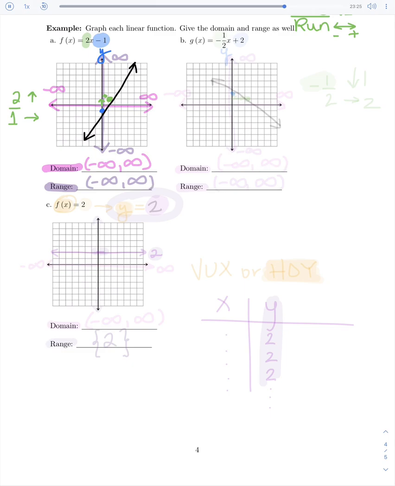We talked about this in the last section, in section 2.5, that the domain and range of almost all lines would both be negative infinity to infinity. So this is a good reminder. It's all matching up now. Let's take a look at B. On B, we're going to again start with the y-intercept, which is positive 2.